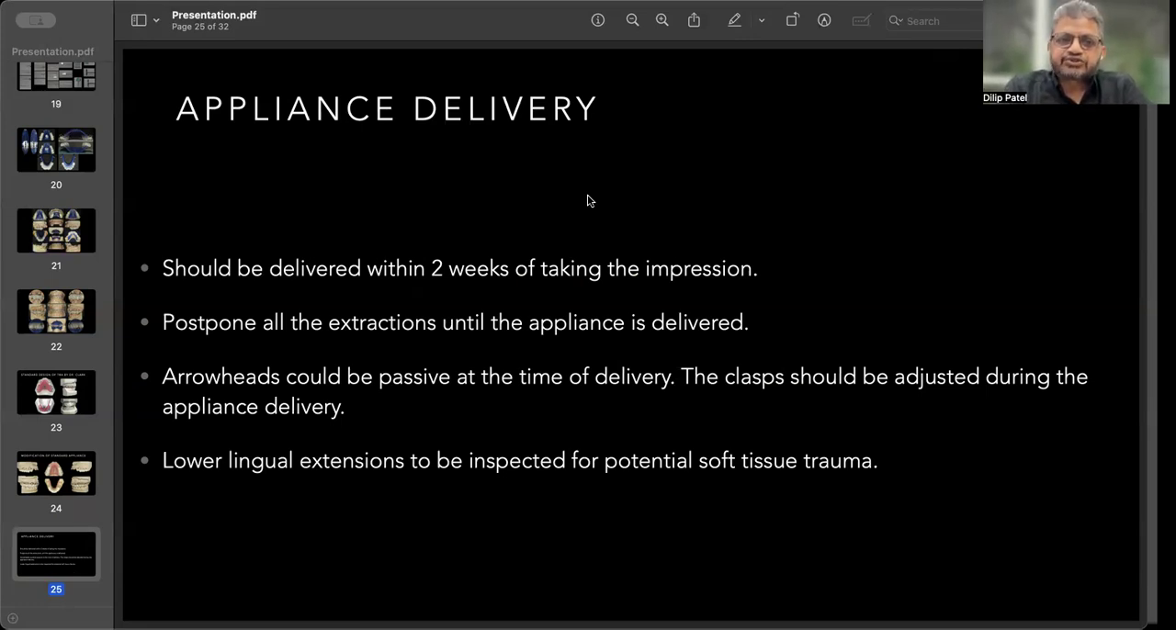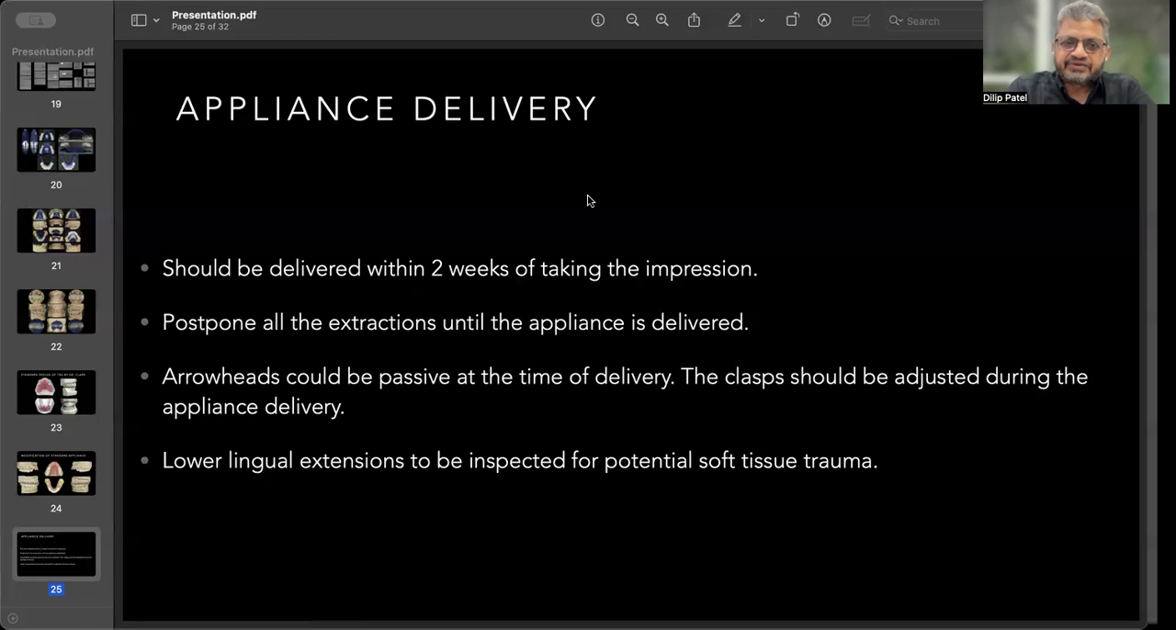Once the appliance is checked, it should be delivered within two weeks of the impression. If you make a delay, there may be some eruption of the posterior teeth, either the 7, the canine or the first premolar, which may create ill fitting of the appliance or may make it uncomfortable for the patient to wear. Postpone all extractions until the appliance is delivered. Once you take an impression and start preparing the appliance, one should not do any extraction until you deliver the appliance.